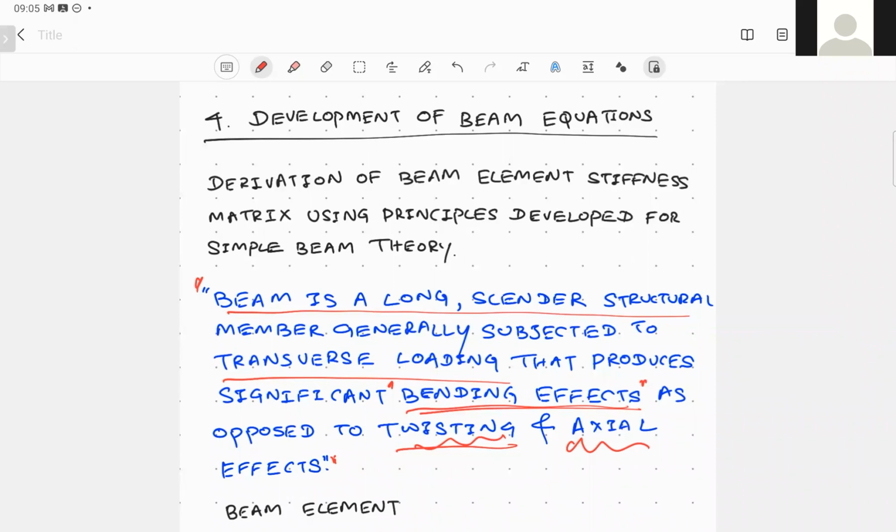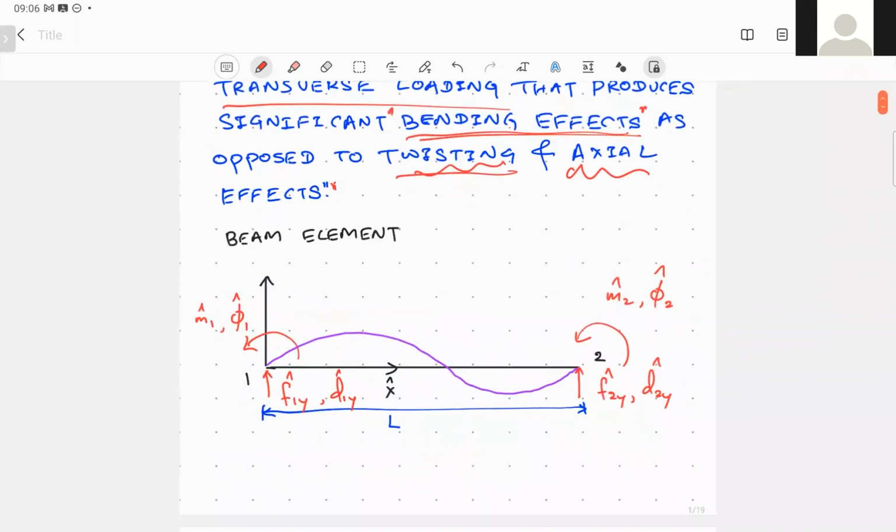We consider these elements because they are quite prominent in many applications such as buildings, towers, and many other structures. You must have seen beam assemblies. These beam assemblies are able to withstand transverse loading, and they show transverse displacements as well as rotations. So this is the motivation behind why we need to study this beam element.